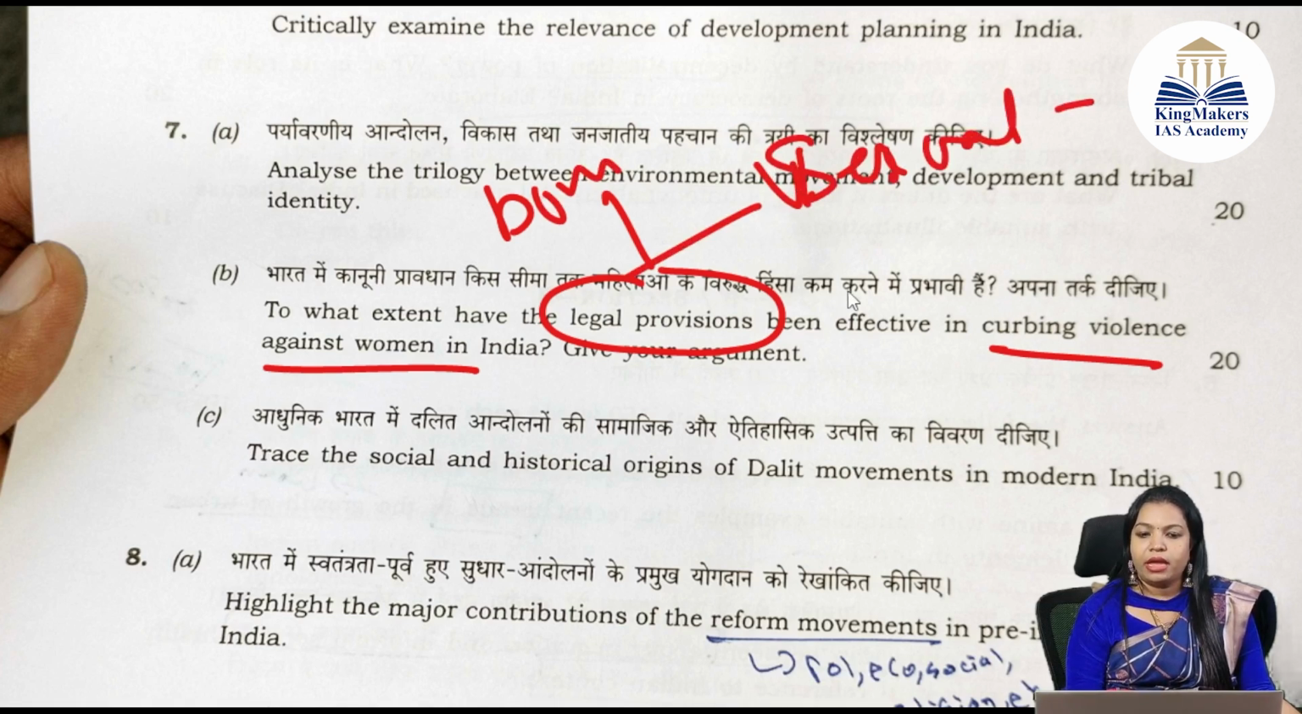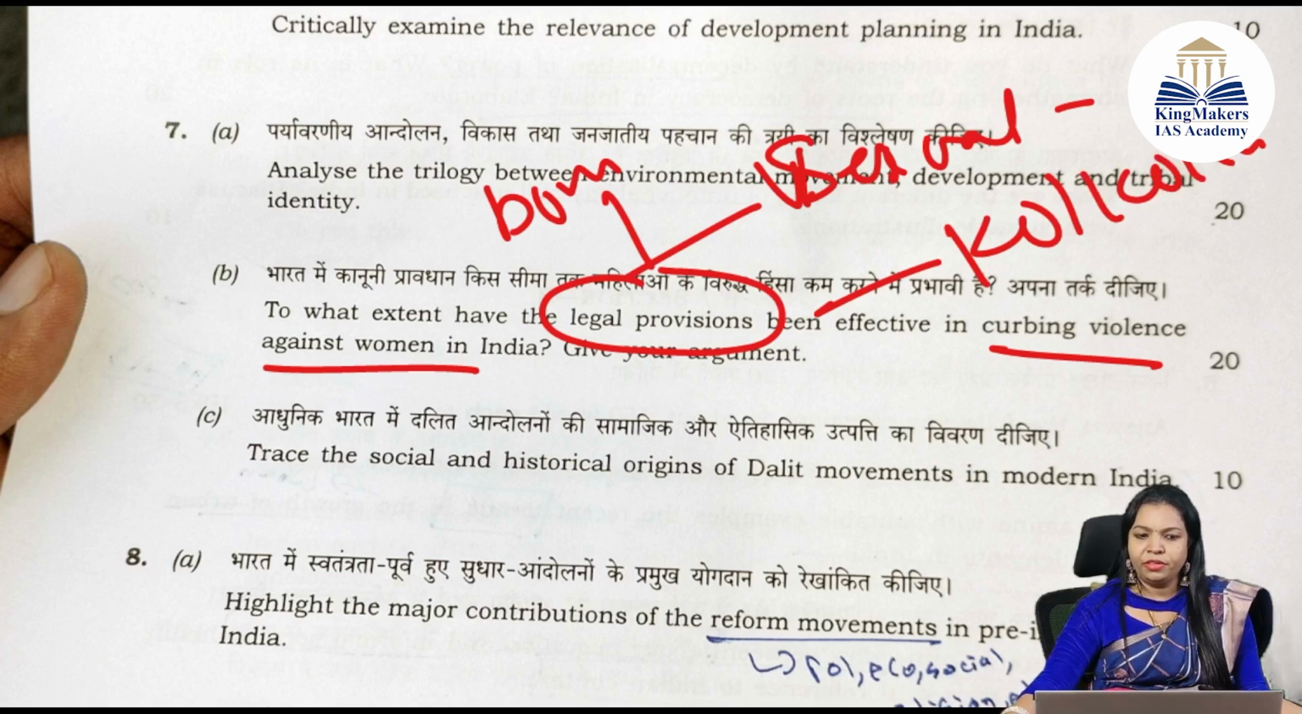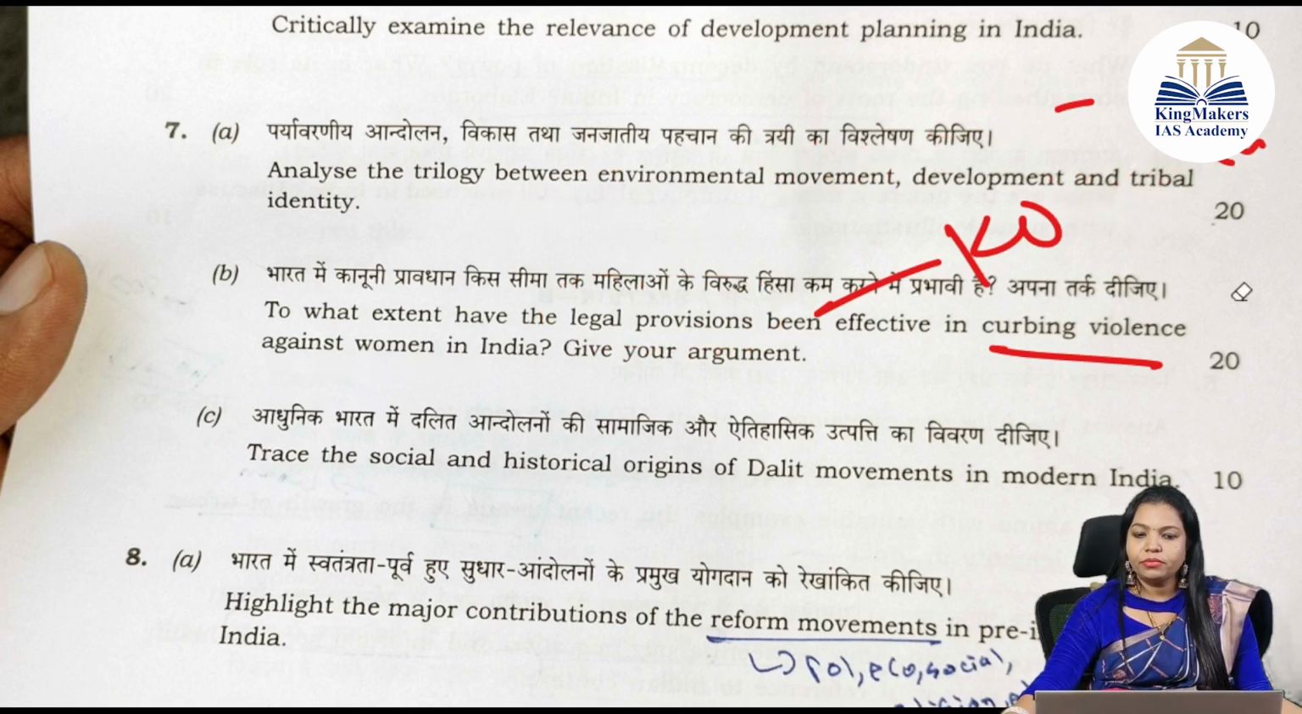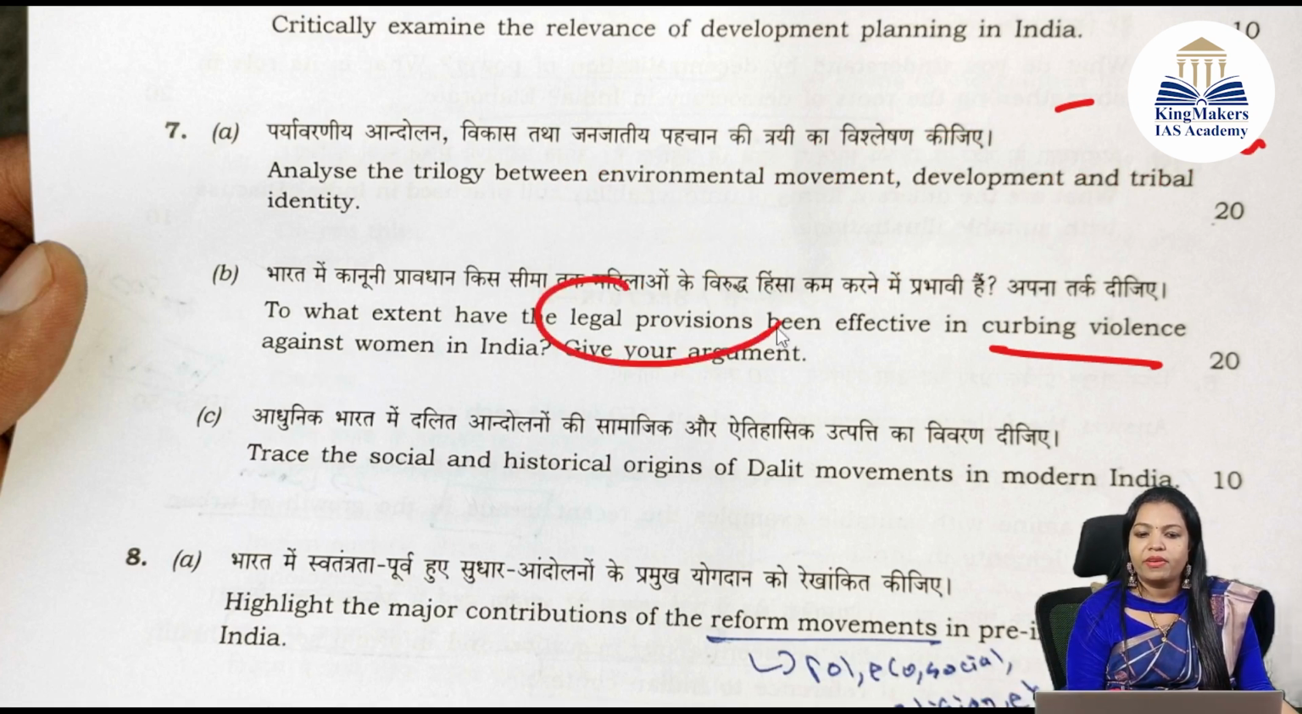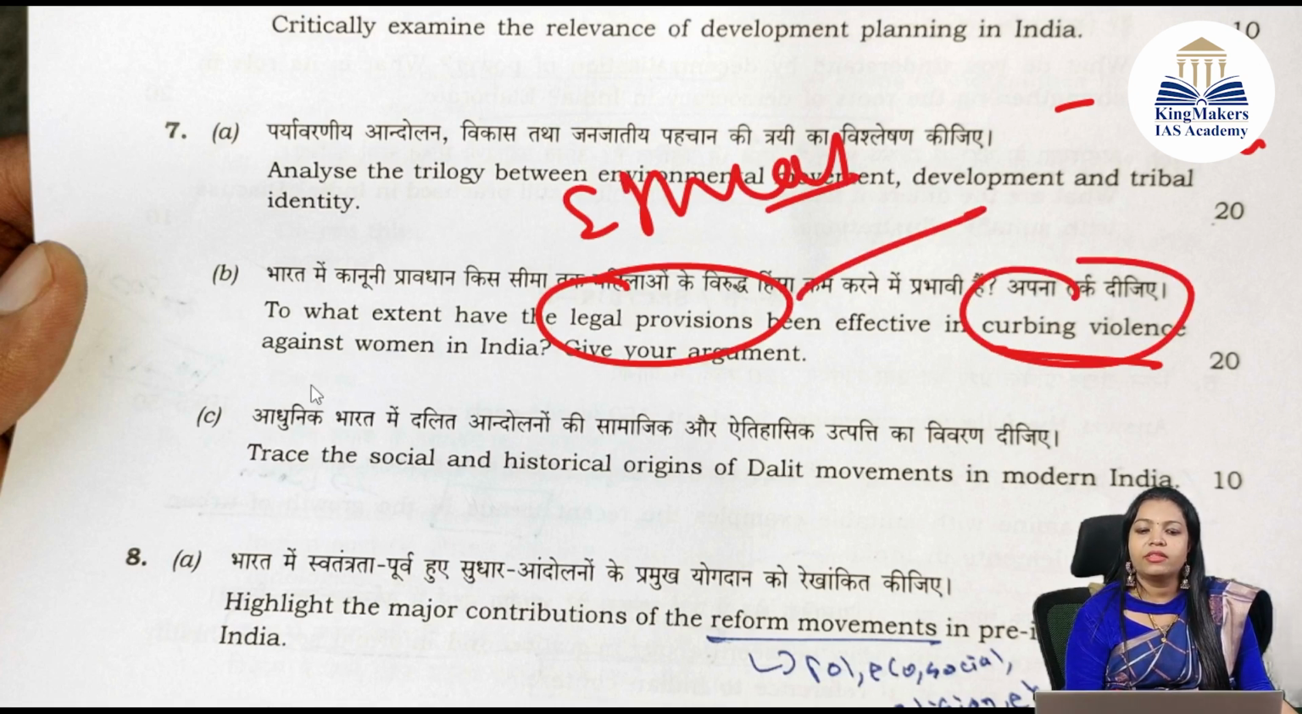Okay, the cases you can add. Kolkata rape cases related, you can answer with an example also. So the legal provision is not enough. As Gandhiji said, ethical things have to be taught. Okay, so legal provision is there, but violence against women has not stopped.